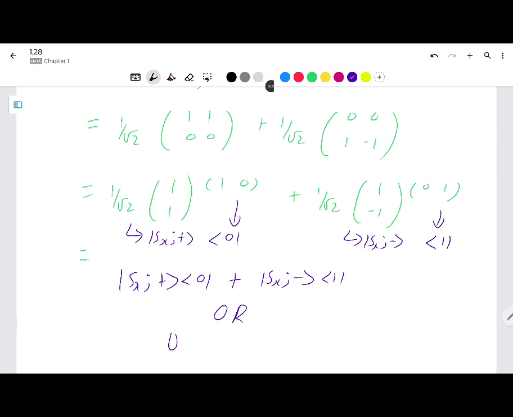Or as they have written, the generalized form. So we are going from the Sz diagonal basis to Sx. You see it here also, Sz to Sx. So we have proved this.